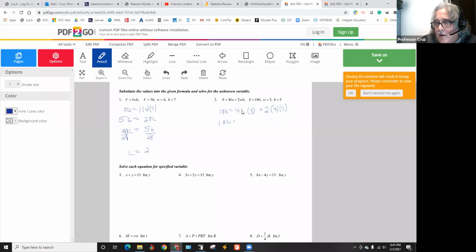So right here, because multiplication is commutative, it means you can multiply 4 times 3 and put it in front of the L. And then this is just 30. And then this is just like a regular equation.